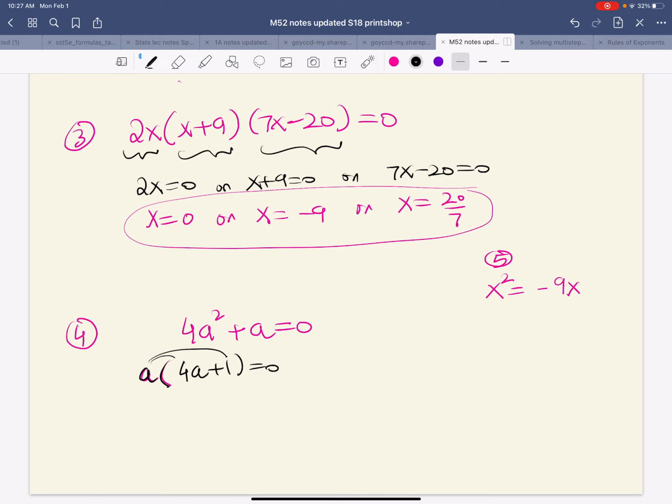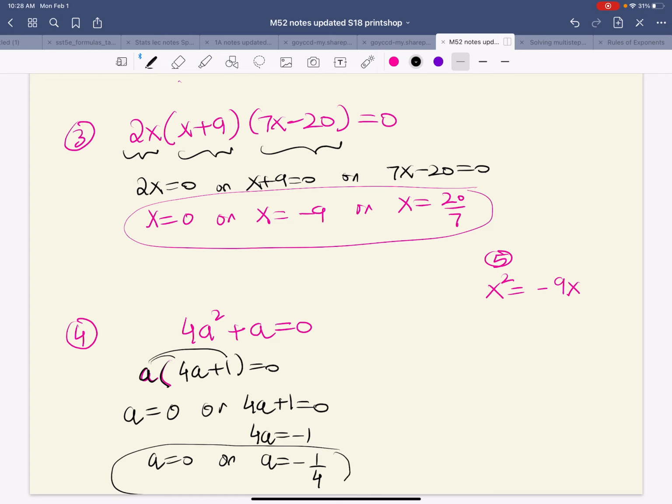So this leaves me with, now I have the factored form of this polynomial, and the product of 2 factors is 0. Now the zero product property says either a is 0 or 4a plus 1 is 0. When I solve, I am left with either a is 0 or a is -1/4. Okay, that's all we're left with.